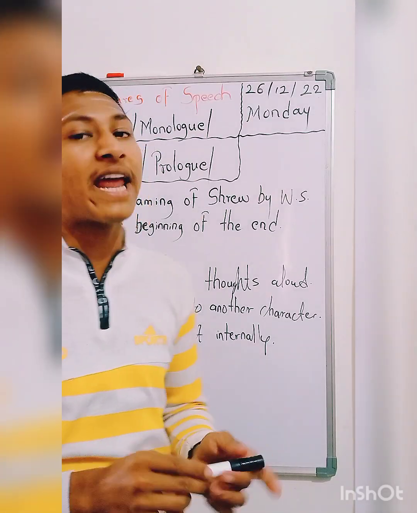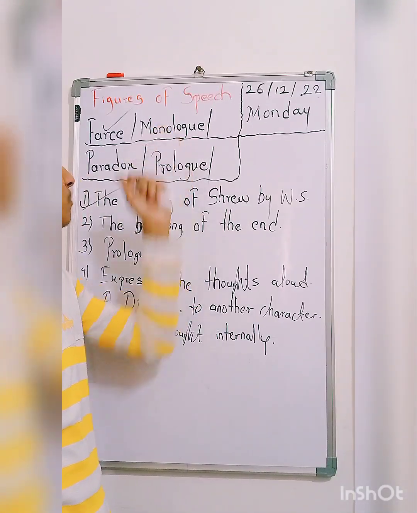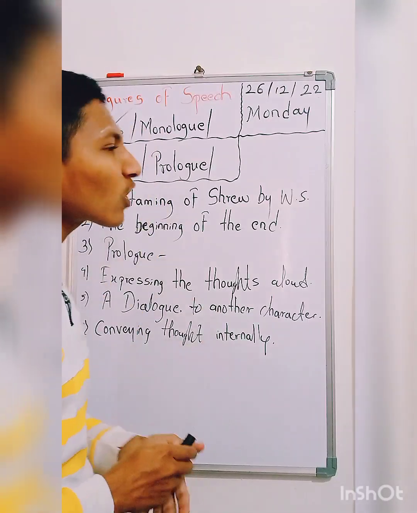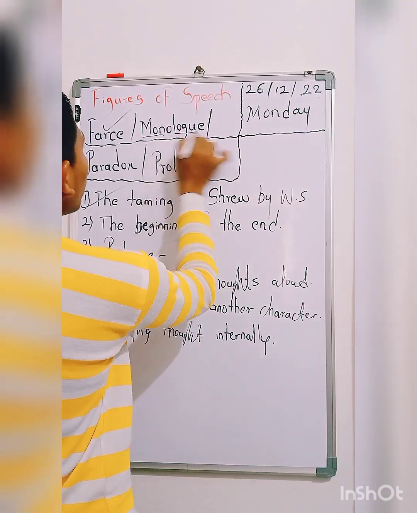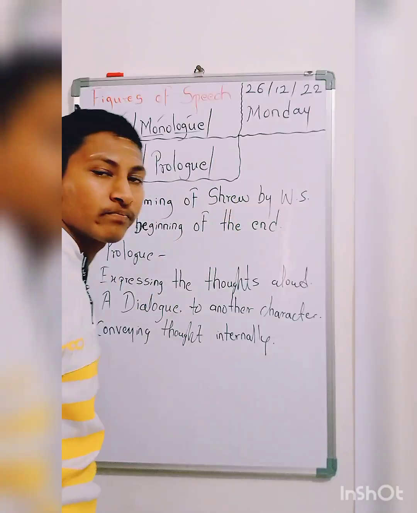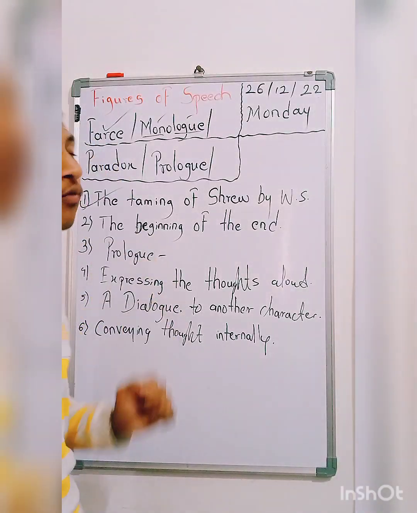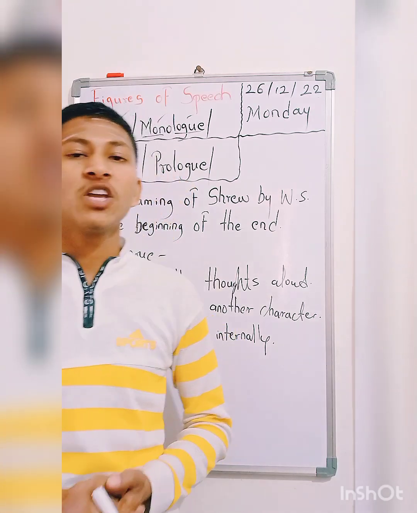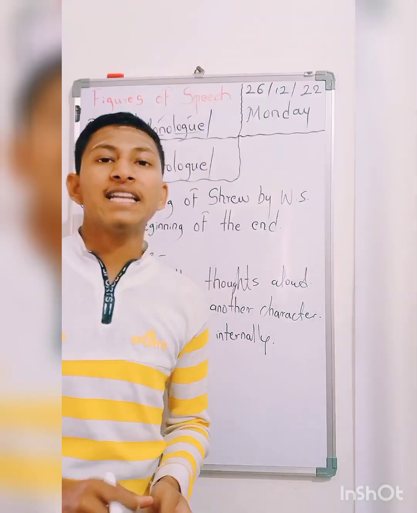Monologue is a renowned figure of speech, which is also called a literary device. We can subdivide the word into mono and logue. Mono means single and logue means dialogue, so monologue means a single dialogue. In monologue we have three subtypes: soliloquy, dramatic monologue, and internal monologue.